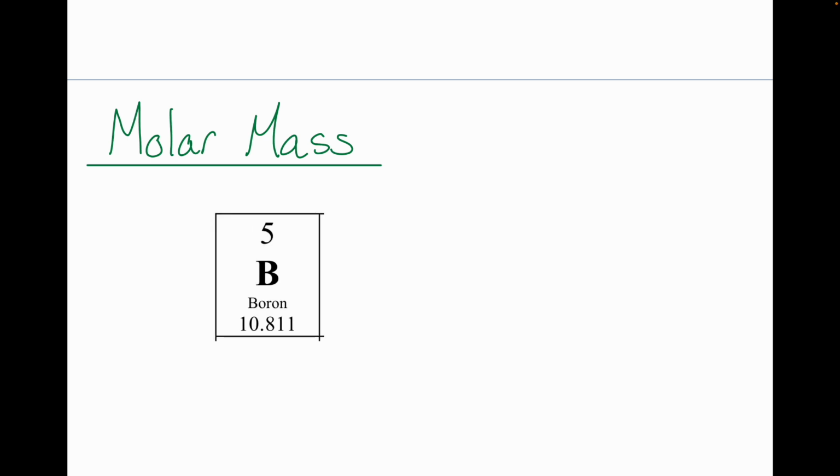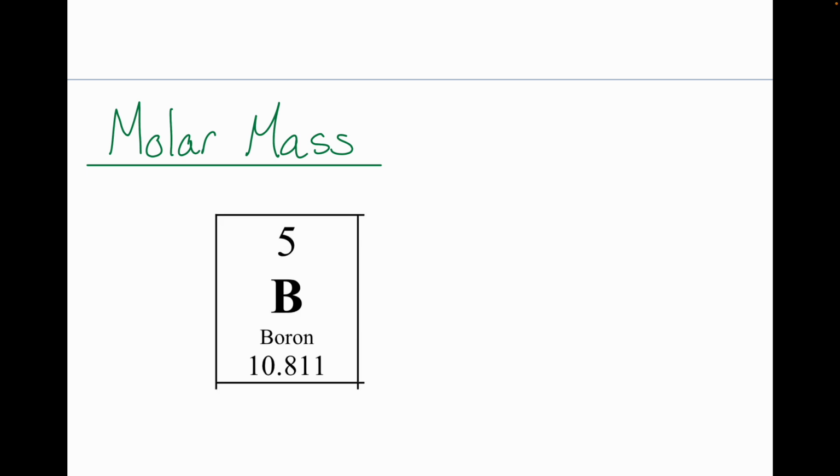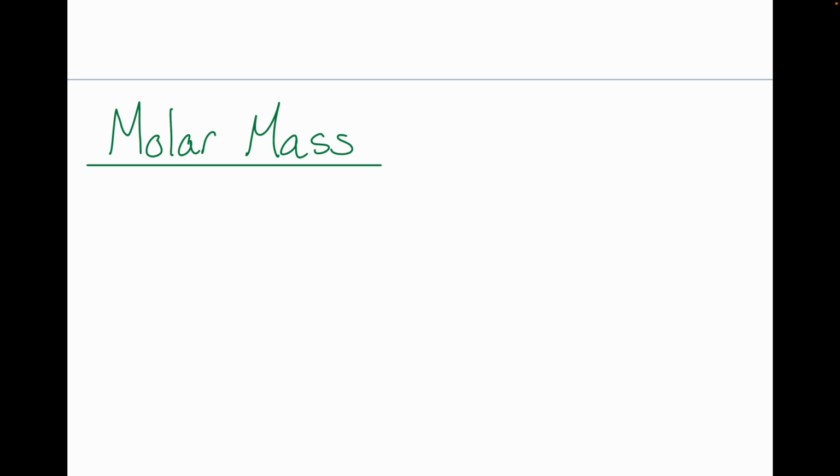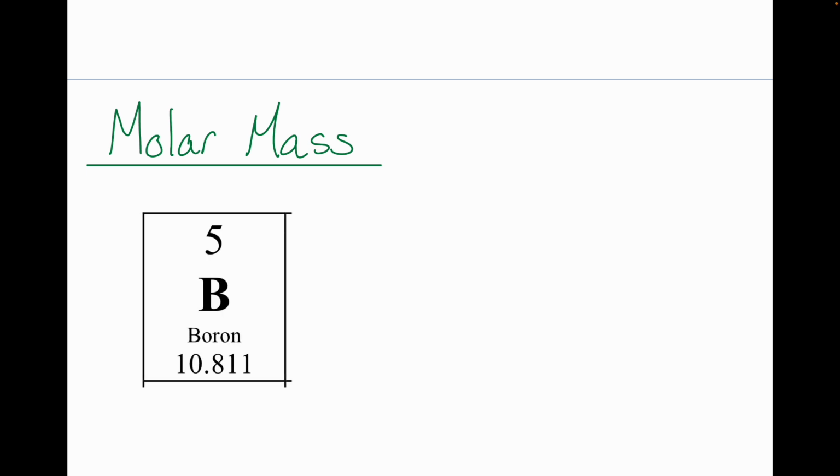Here's that tile from the periodic table. Okay, and we have this 10.811 number down here. That means that there are 10.811 grams in 1 mole of boron. If you count out 6.0221 times 10 to the 23 boron atoms, a mole of boron, and you put it on the balance, the mass would be 10.811. That's what that number corresponds to.